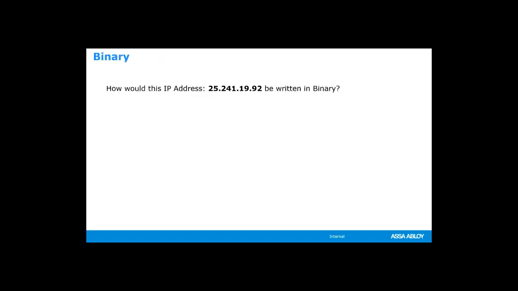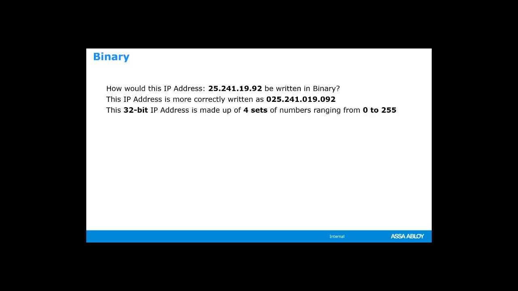How would this IP address be written in binary? This IP address is more correctly written as 025.241.019.092. This is a 32-bit IP address. It's 4 sets of numbers ranging from 0 to 255. 32-bit means that the system can only handle a 32-bit binary number.